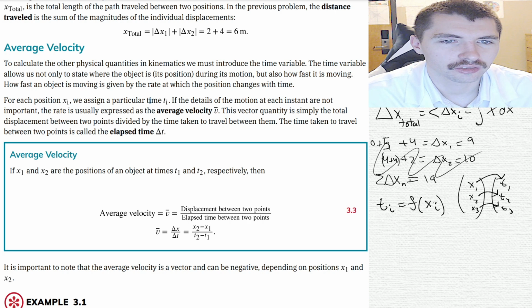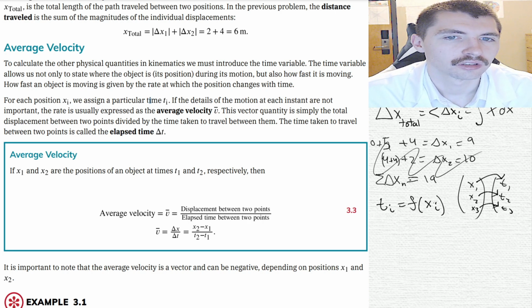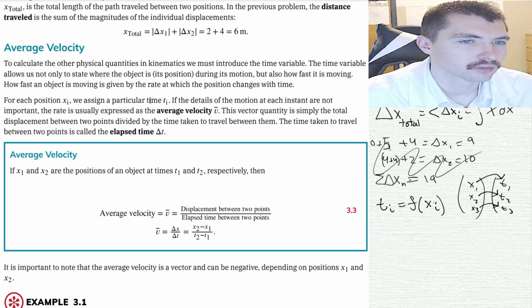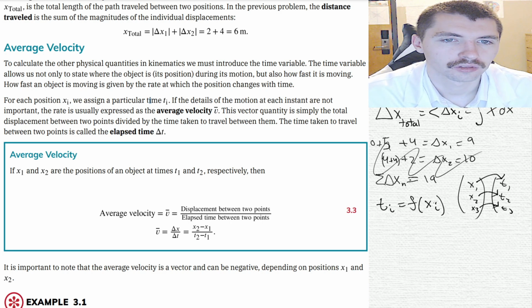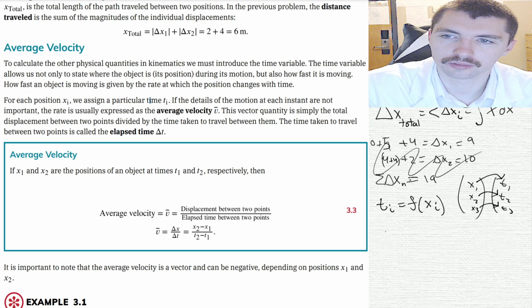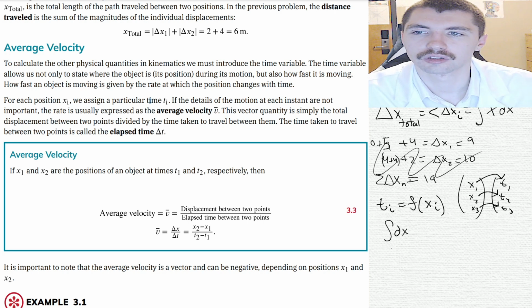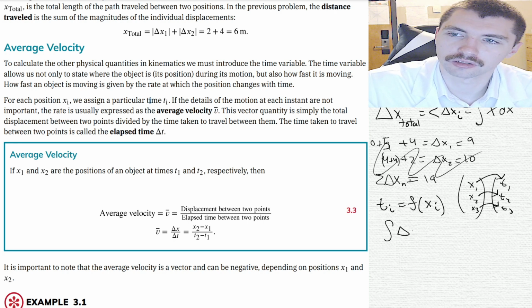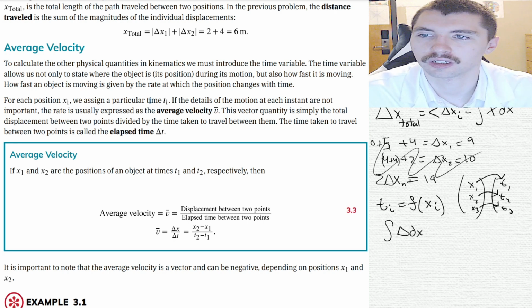If you don't need to know the details of the motion at each instant, you can have the average velocity. So this is the total displacement. So we're going to say the integral of our displacement, integral delta dx.